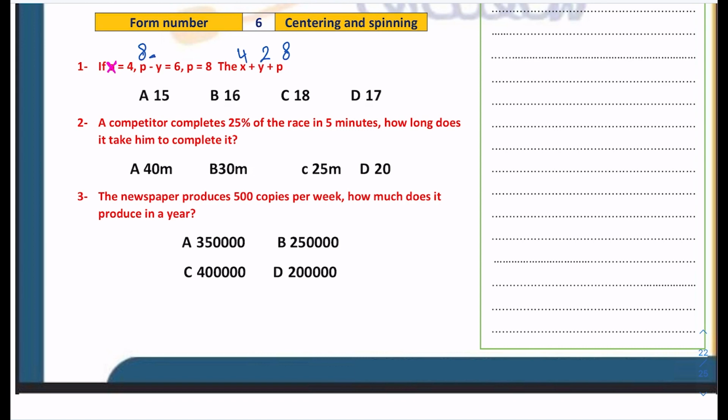4 plus 2, 6. 6 plus 8, it will be 14. So the answer will be 14. You should have 14 in the choice. Clear?